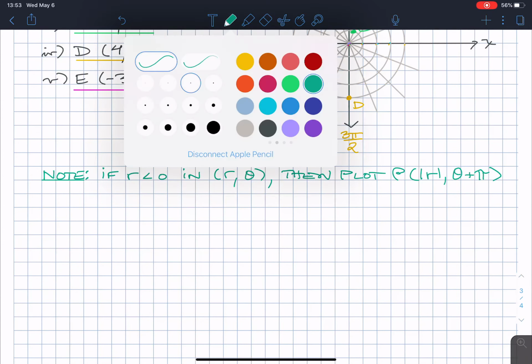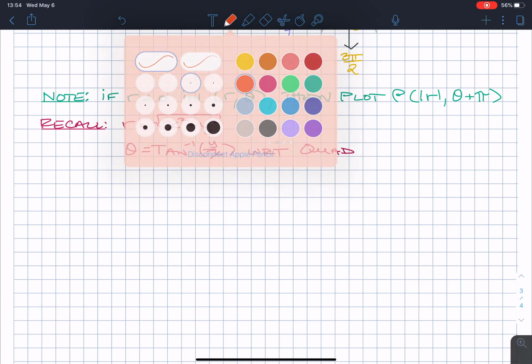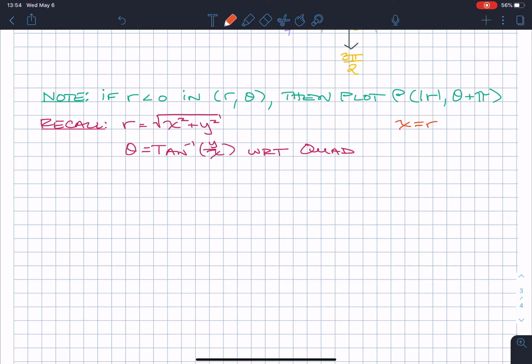Okay, so let's recall, and I did this in the last video, so I'm sure you remember it, that our radius is always the square root of the sum of the squares of the components x and y. And our angle theta is always inverse tangent of the quotient y over x with respect to the quadrant. We also know that x is r times cosine of theta, whereas y is r times sine of theta. So we have all of these identities.